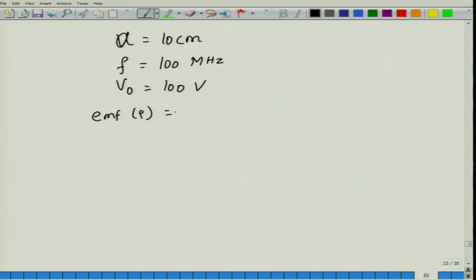If you now calculate what would be the EMF at any distance rho inside the capacitor, this would be equal to E of rho into h. So you can find this by substituting the equation for E of rho, that would be V of t minus mu epsilon divided by 4, since h has gone on this side, A square minus rho square into d square V by dt square.